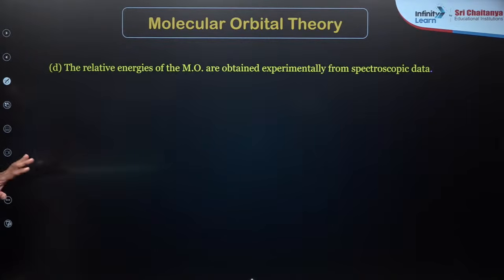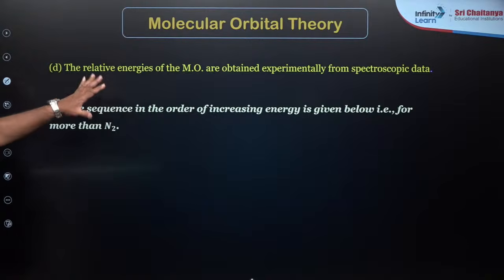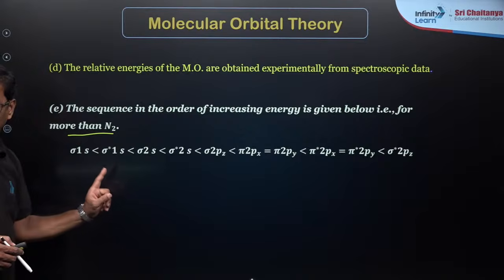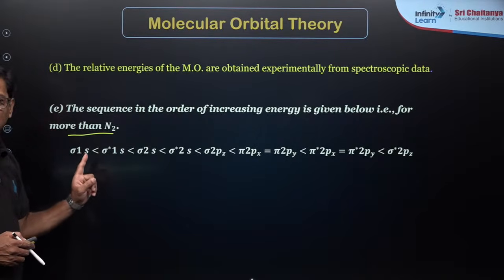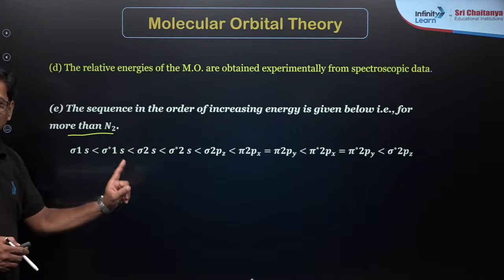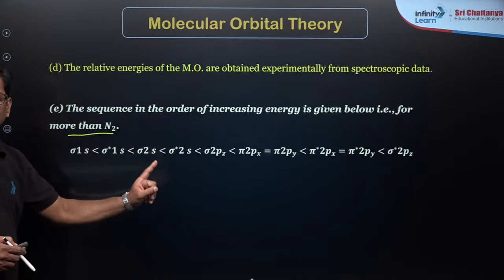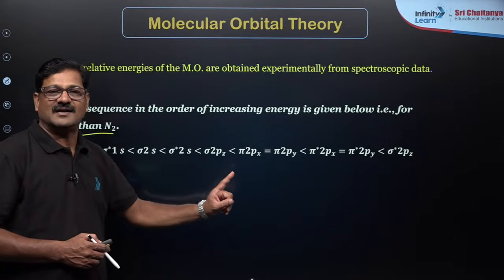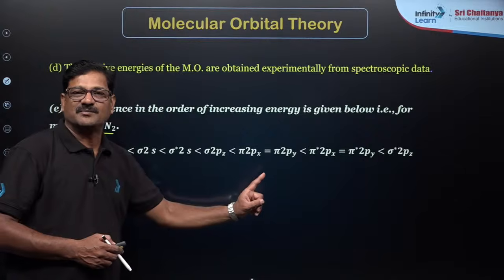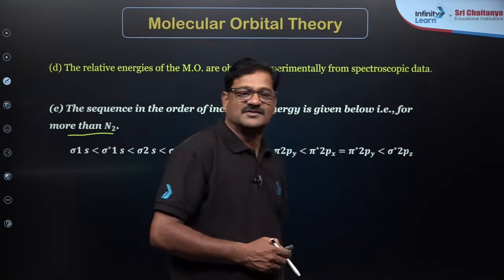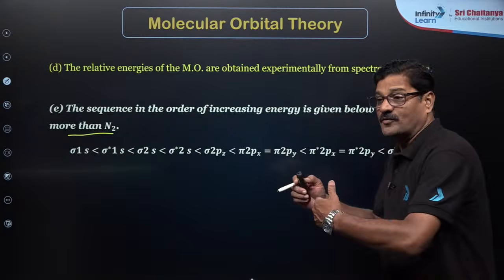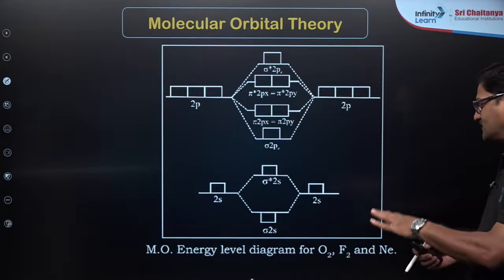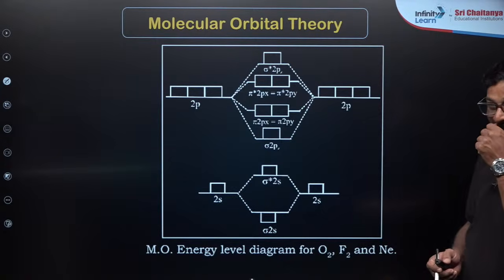So the relative energies of molecular orbitals, experimentally determined up to nitrogen, are: sigma 1s, sigma star 1s, sigma 2s, sigma star 2s, pi 2px and pi 2py degenerate, then sigma 2pz, and then pi star 2px and pi star 2py degenerate, and sigma star 2pz. From oxygen onwards, this is the molecular orbital energy diagram for oxygen, fluorine and neon.